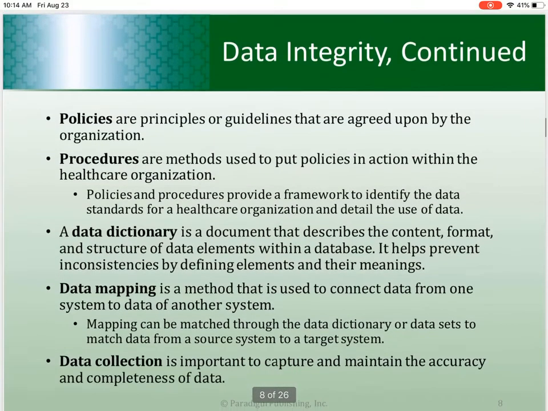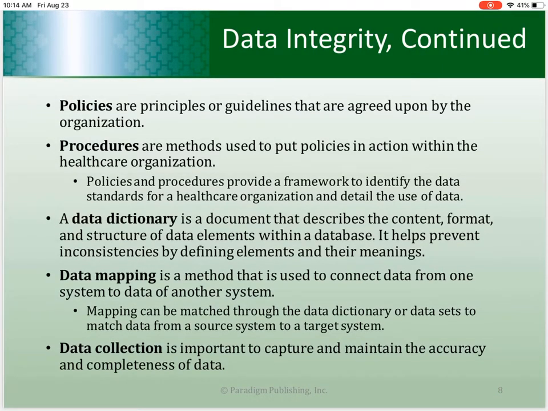All right, so we just mentioned policies and procedures. Policies are principles or guidelines that are agreed upon by the organization. So policies are, let's use just being a staff member, for example. There are policies in regard to your attendance at work. So there's a policy for that. Or there's a policy for completion of medical records. Well, then there may be a procedure that goes along with that, and that's kind of going to be what you do to ensure that that policy is met.